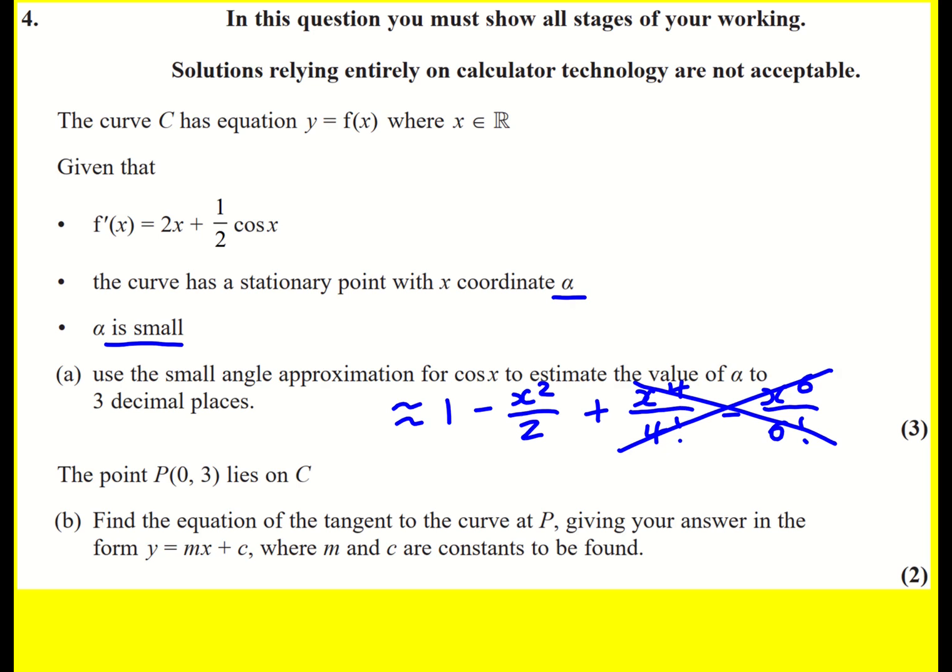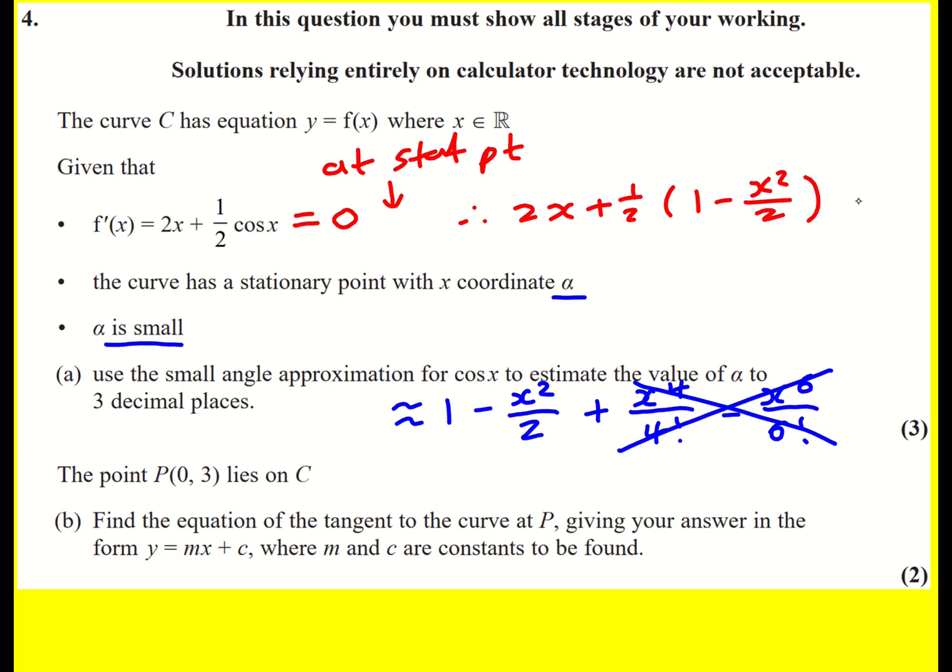In any case, for us, we're trying to solve f dash x is equal to 0, the stationary point. And therefore, 2x plus a half. Now I'm going to replace my cos x by 1 minus x squared over 2 is going to be equal to 0. Technically, approximately equal to 0. Maybe I should say that, actually. Let's stick with that.